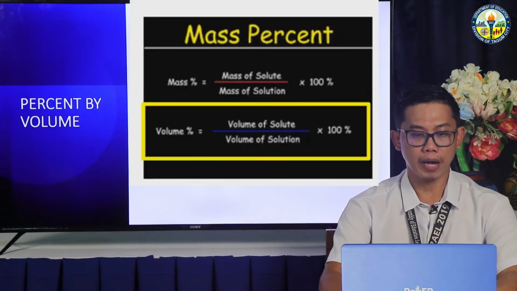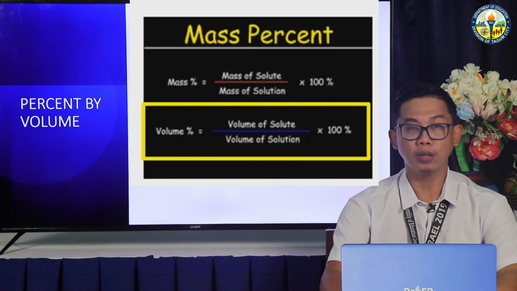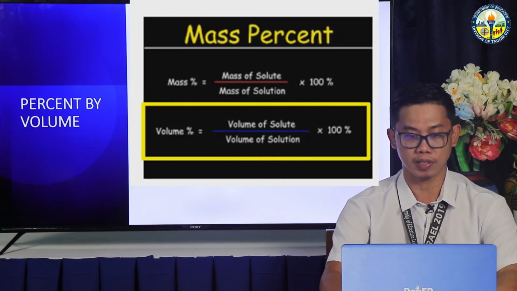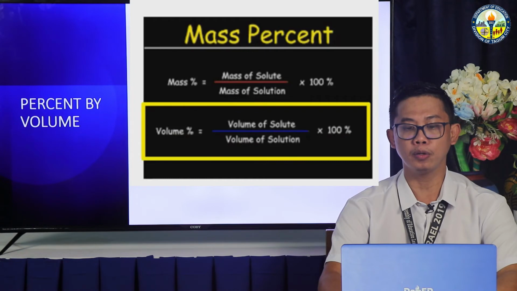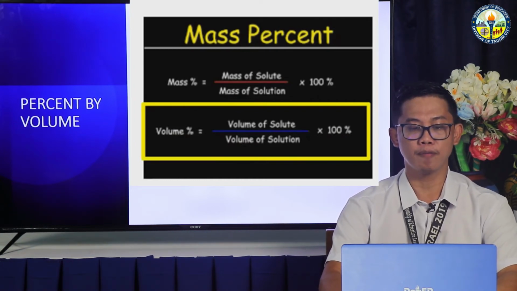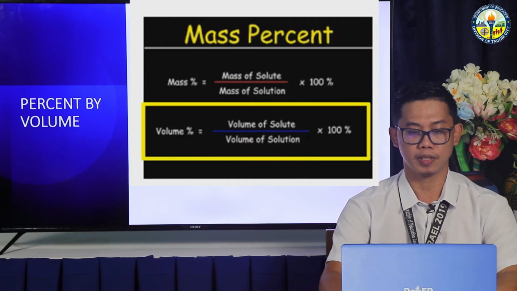Mathematically, percent by volume is equal to the volume of solute divided by the volume of solution, then multiply by 100%. In a solution, when the solute is liquid, a convenient way to express the concentration is through percent by volume or volume percentage. It is expressed as the ratio of the volume of solute to the total volume of the solution multiplied by 100%.